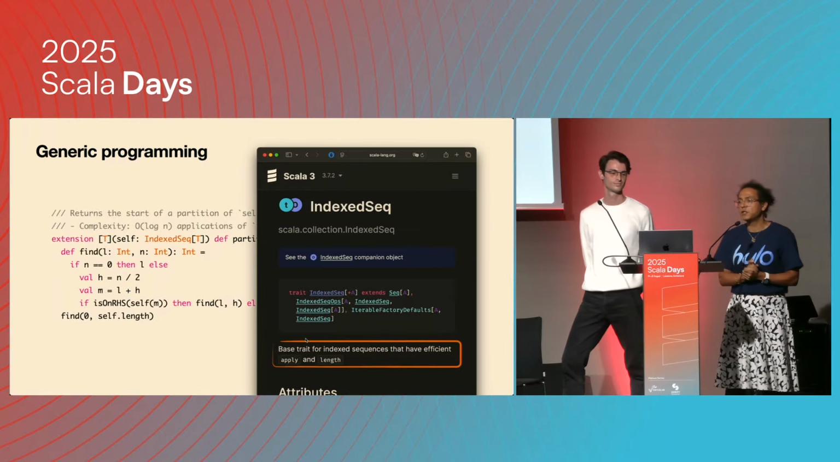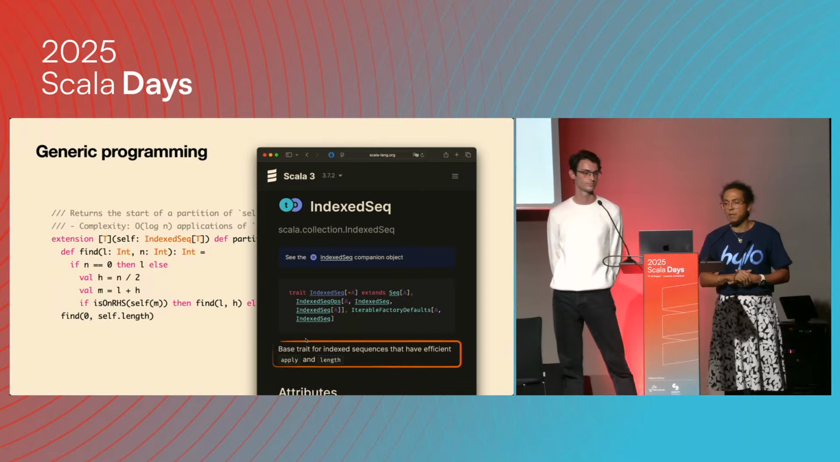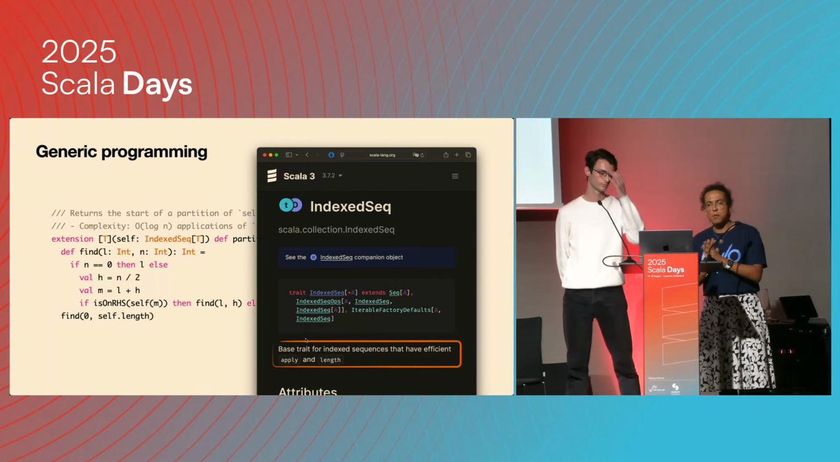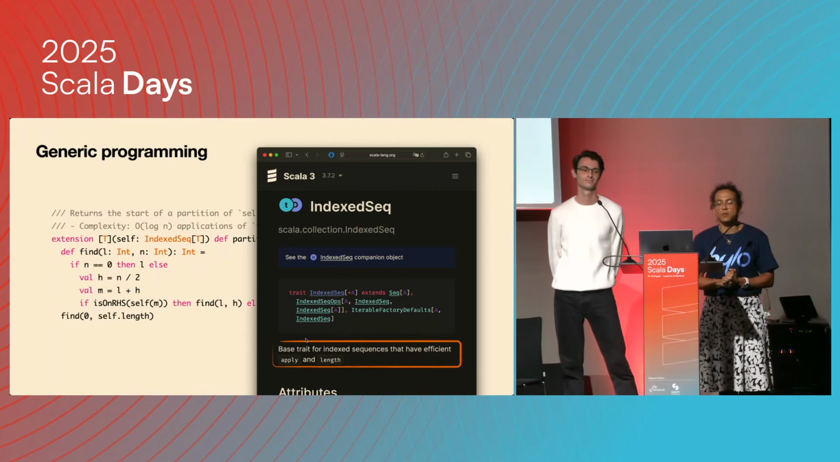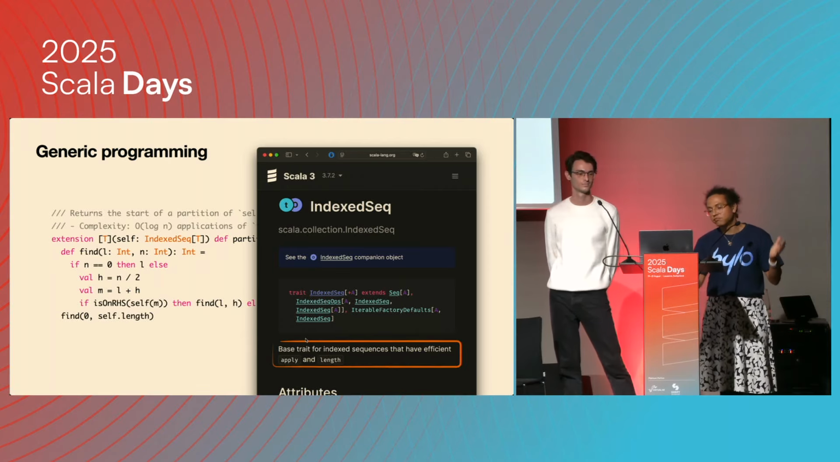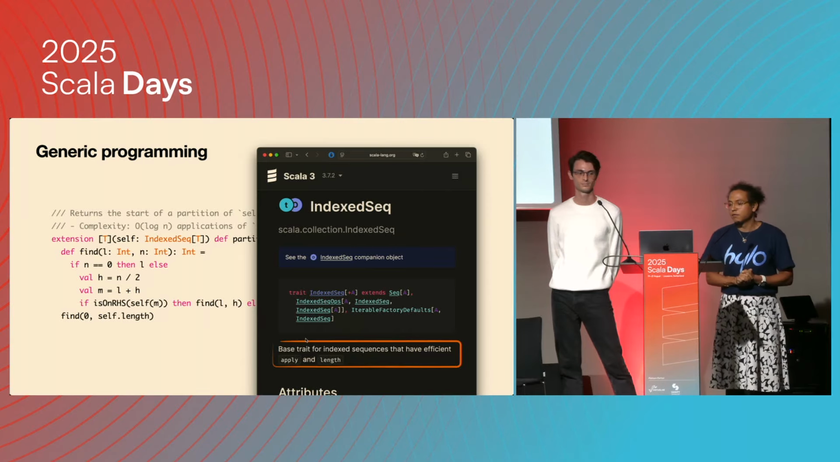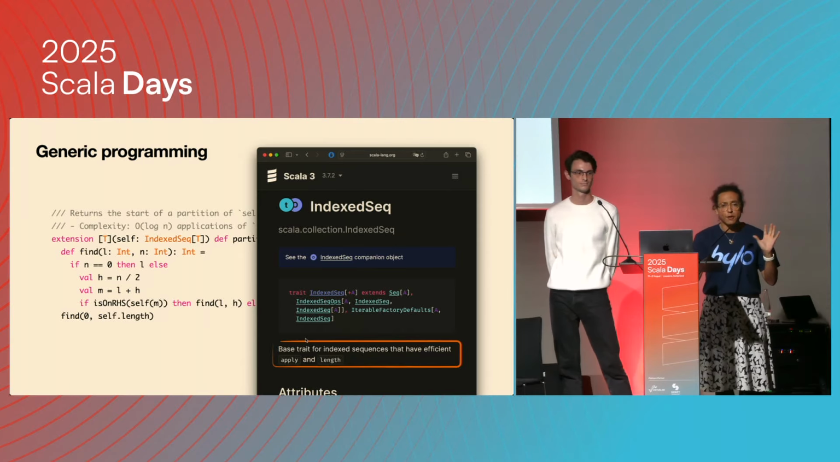Now, if you allow me to be a little pedantic, I think it would be best if the documentation was more specific about what efficient means. But I think it's fair to say that the authors were thinking about constant time or amortized constant time or something along these lines.